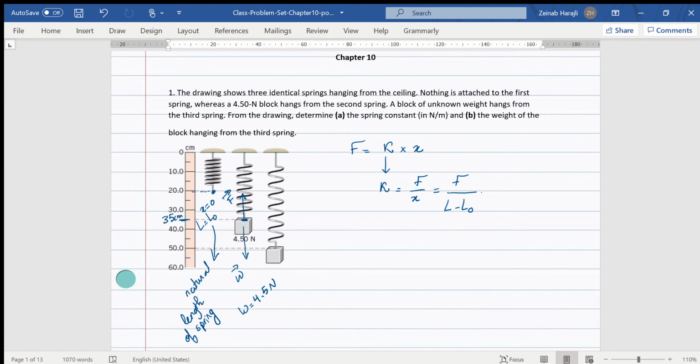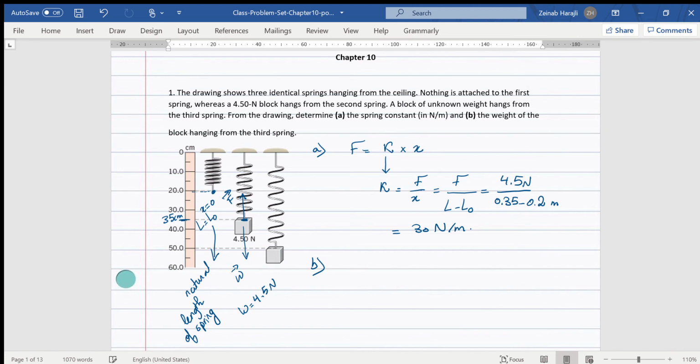So we just substitute here now the value of the force, the length of the spring, which is here 35 centimeters, and I will change this to meters because we want K in newtons per meter. We found L0 from the situation where nothing is hanging to the spring. So this is 0.2 meters. And we can now find the spring constant. And if we calculate this, we will get 30 newtons per meter. So this was part A.